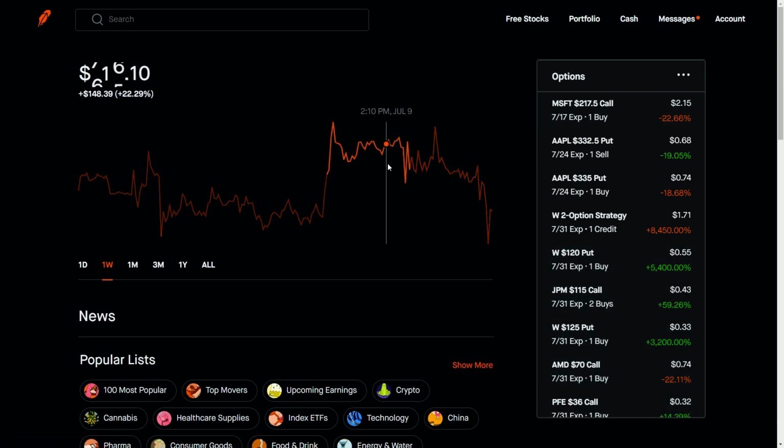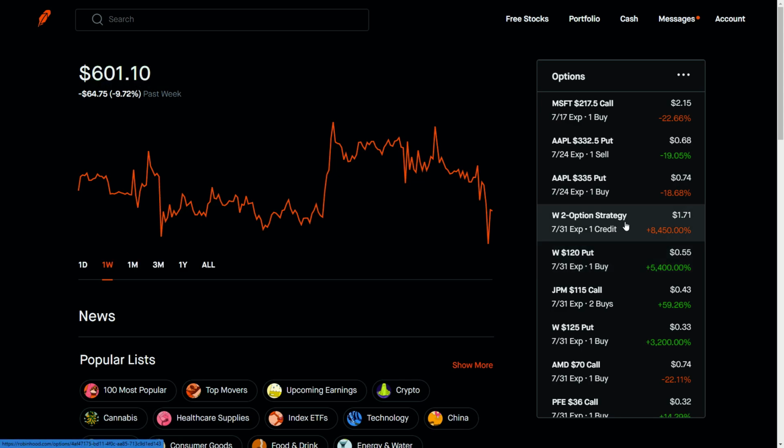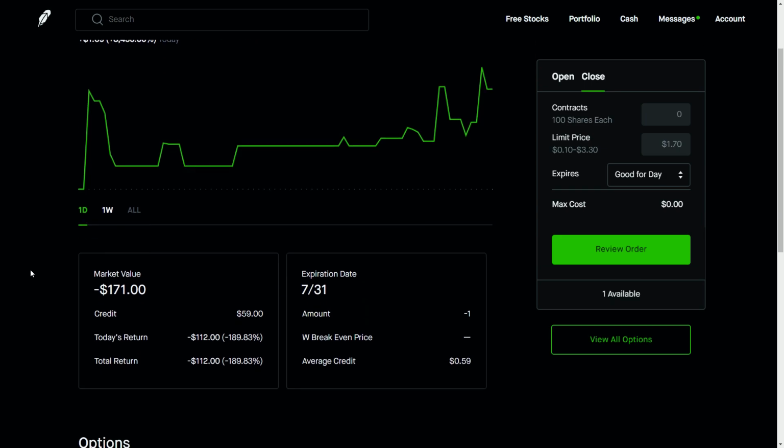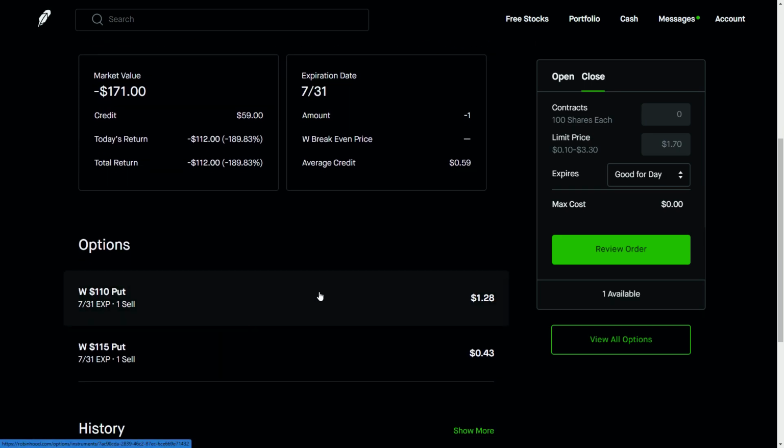And the reason that this is causing this is because, as you can see, I have a Wayfair put and I bought this and sold one to lock in the gains that I made on it. And as you can see, this is a two option strategy. This happens whenever you buy or sell more than one option on Robinhood. And as you can see, one of these has jumped all the way up to $128 for that contract or $1.28.